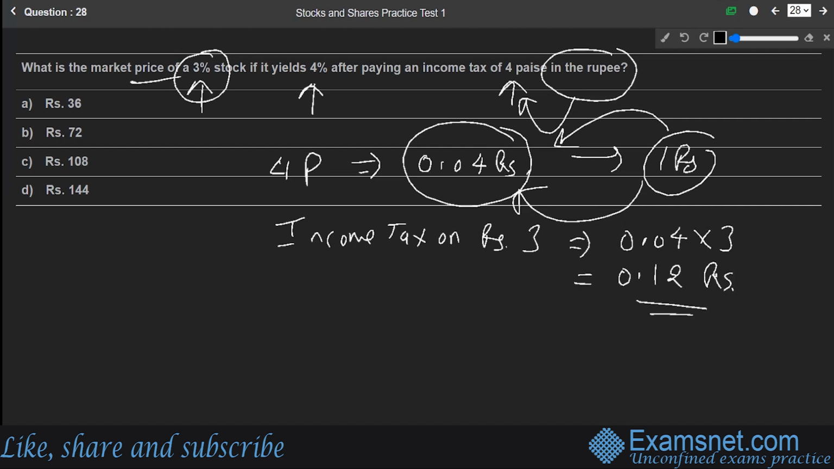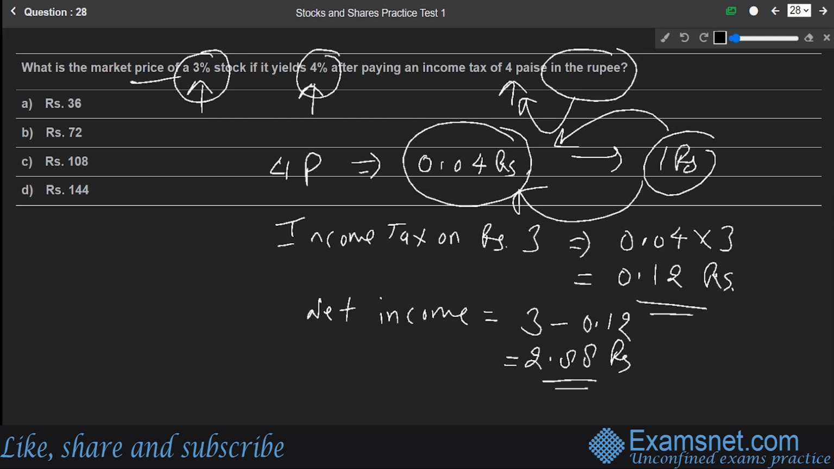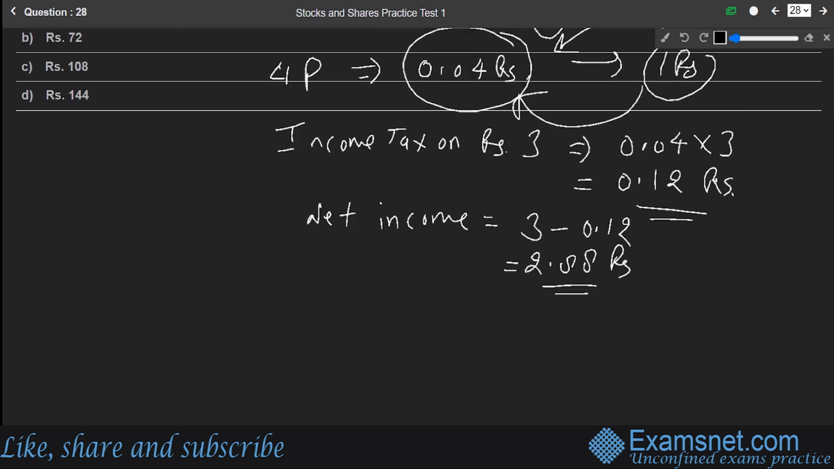So what is the actual income that you are getting after removing the tax from it? The net income that is coming into your pocket is obviously 3 minus 0.12, which is equal to 2.88 rupees. So the net income coming into your pocket is 2.88 rupees. Now, he is saying he wants to yield 4% after paying an income tax. To get 2.88, I had to earn 3 rupees. So if I have to earn rupees 4 after the tax is also paid, then how much do I have to invest? That becomes the question now.